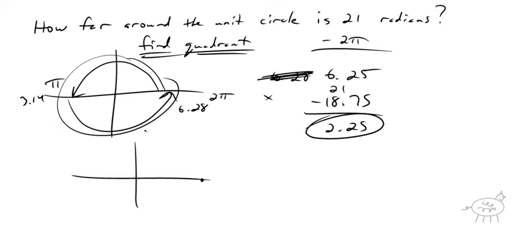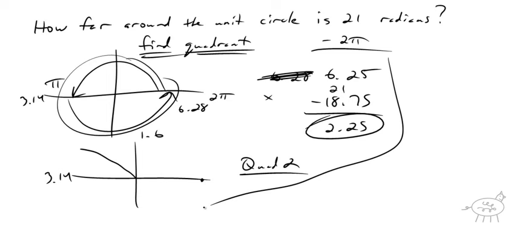Well, what's pi over 2? Isn't it half of pi? 3.14 divided by 2 is about maybe 1.6. And this is 3.14. So isn't 2.25 somewhere over here? So the answer to this problem is it's in quadrant 2. That's one way to do it. This is probably the better way to do it. I just want to show you that because I want you to kind of investigate a little bit.